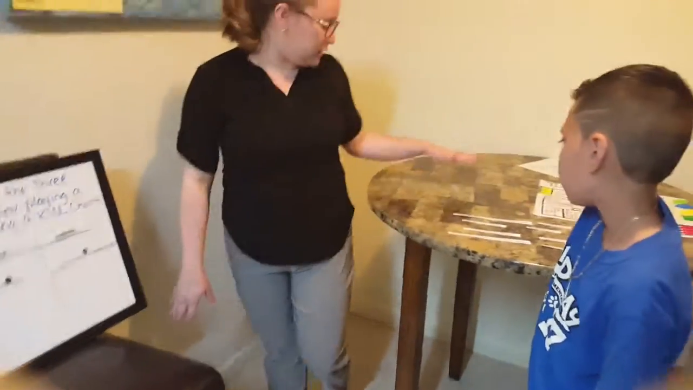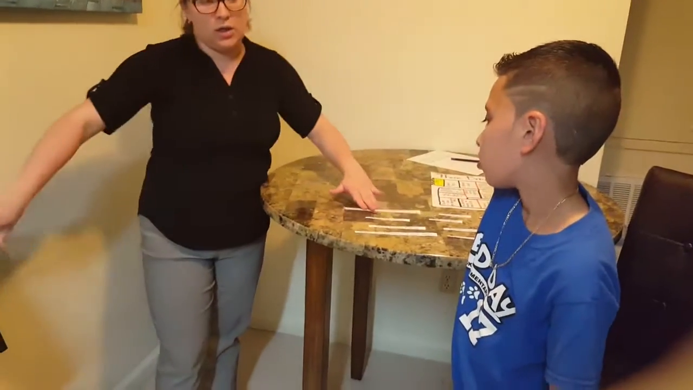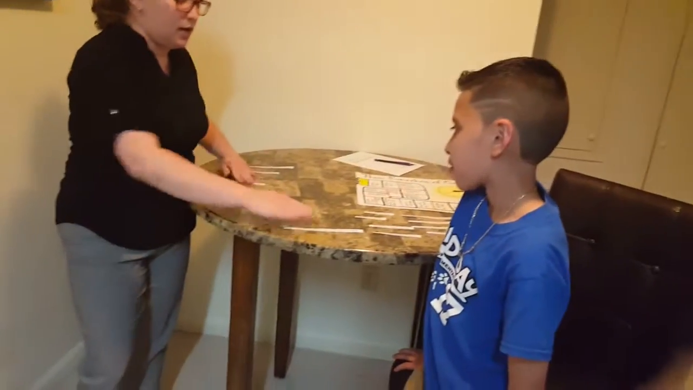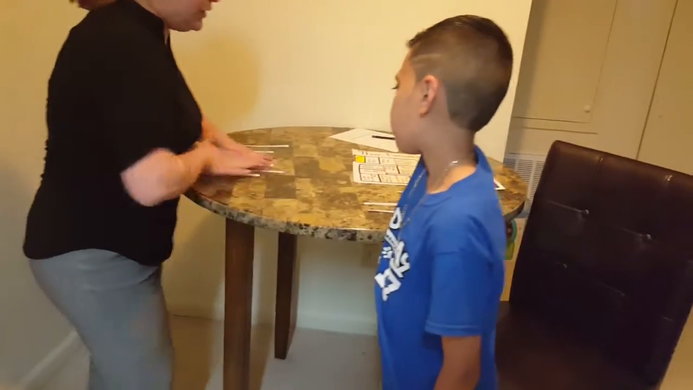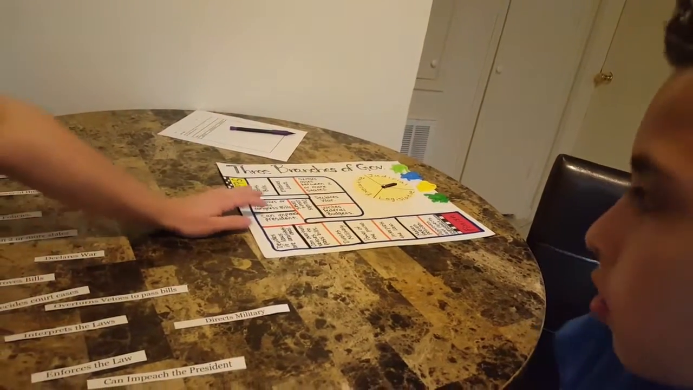Okay. So we're gonna learn more about the functions, and whenever we're done with the game, we're going to come back, and the ones that you learned during the game, you're gonna go ahead and sort them out with your group, right? Okay. So here we have a game that is called the 3 branches of government. And you can go ahead and take a seat.